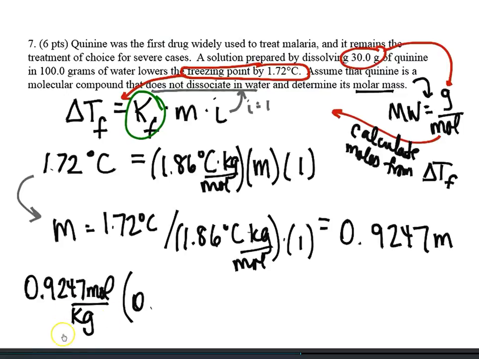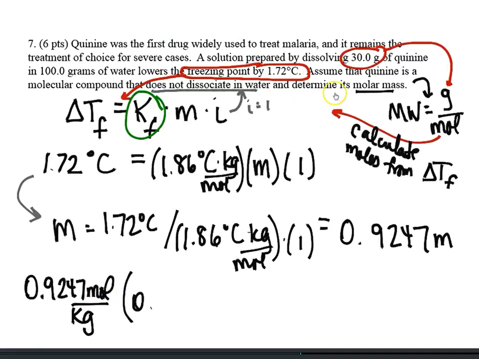Multiply. Remember, this is mass of the solvent. A lot of people thought this was just kilograms of anything. Remember that molality is moles of your solute, which in this case is quinine, divided by kilograms of the solvent, which in this case is water. So you can't mix up the mass of the quinine and the water. You have to keep track of what's the solute and what's the solvent.